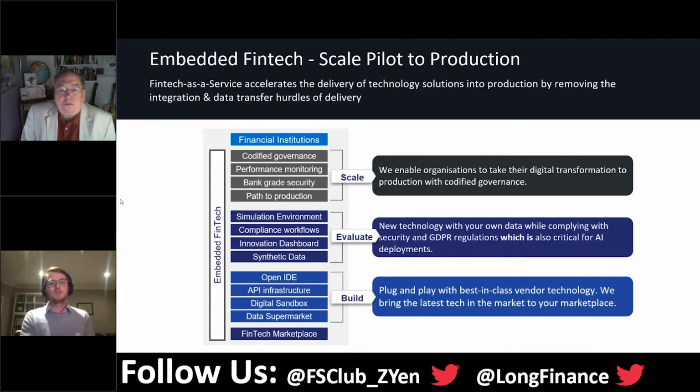And it usually works on the sensitivity of data that you provide into that sandbox, starting with synthetic, moving to development and UAT type data, and then moving into production level data.